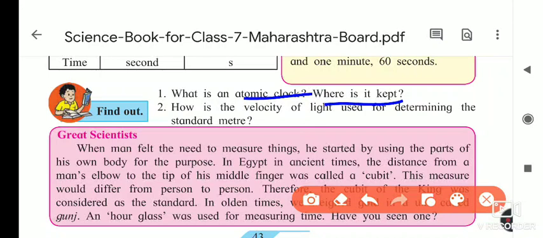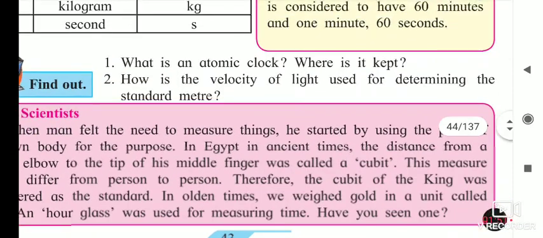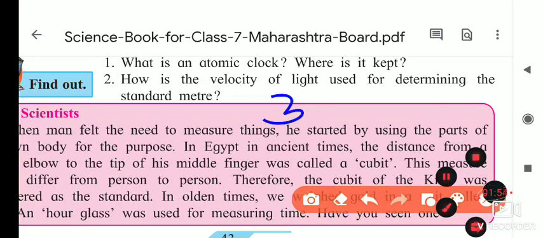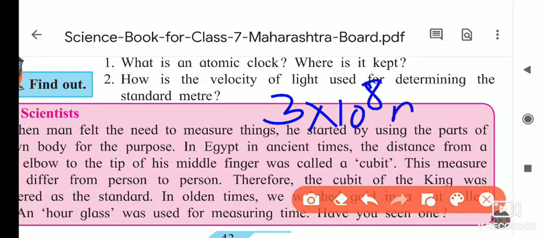Okay, now the second question is: how is the velocity of light used for determining the standard meter? First of all, this point is new for you. So what is the speed of light in vacuum? The speed of light in vacuum is 3 into 10 raised to 8 meter per second. Okay, and for our convenience we take 10 raised to 8 meter per second for determining the standard meter.